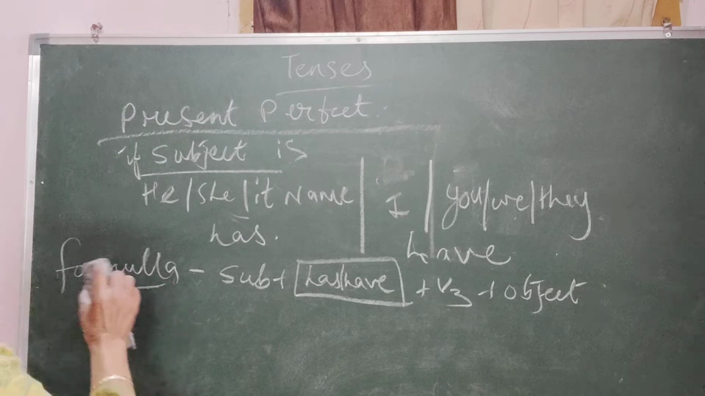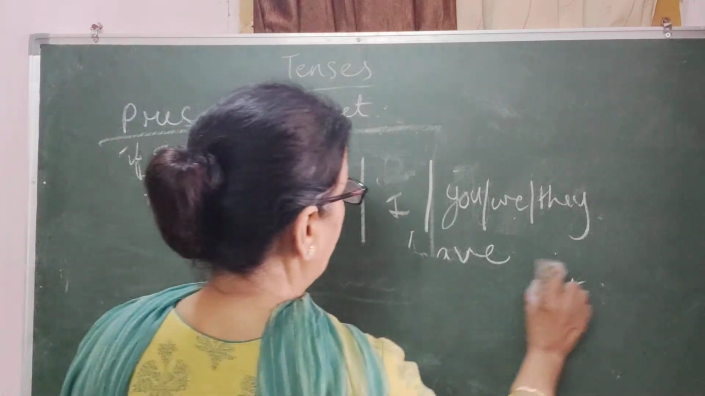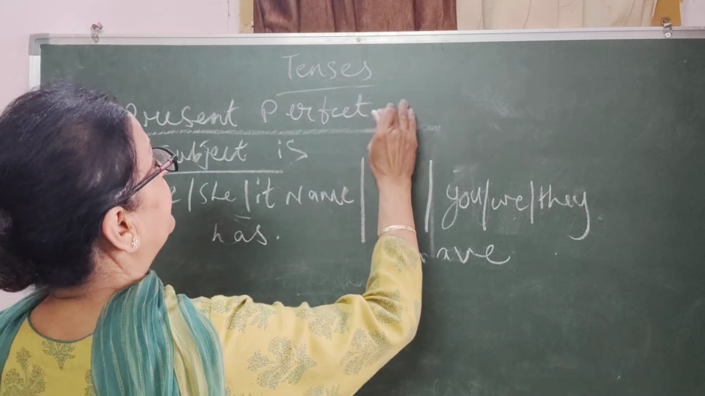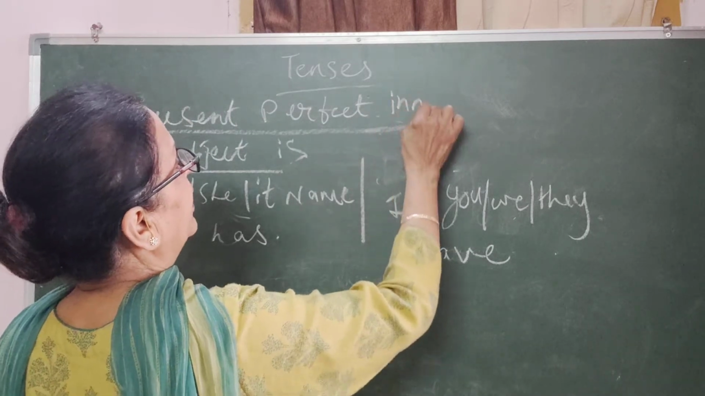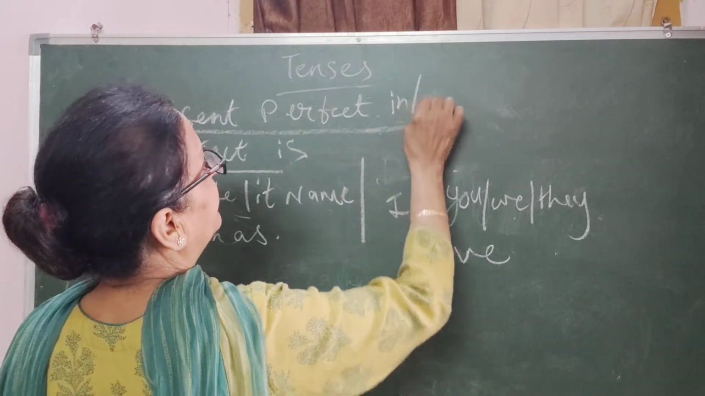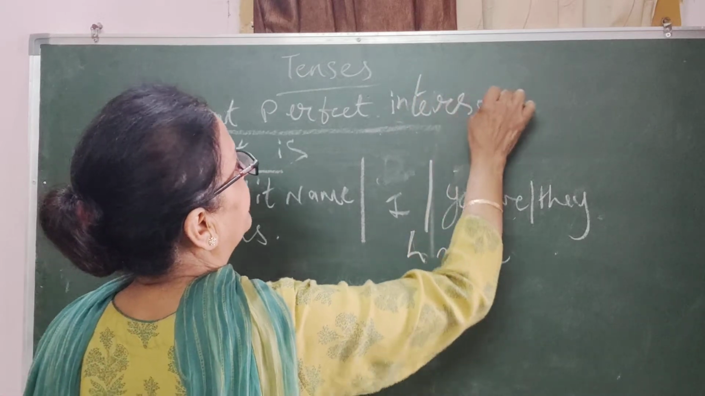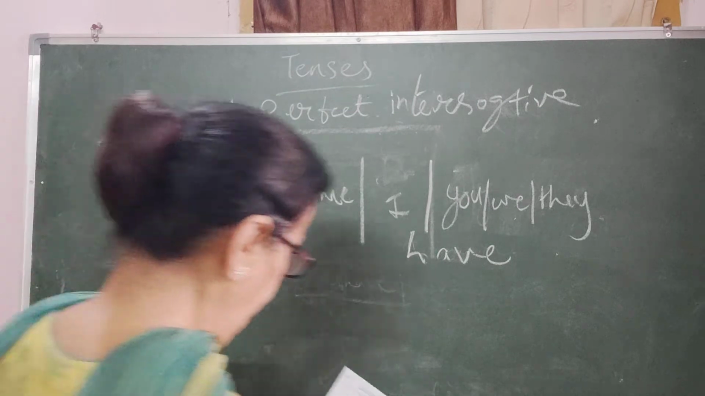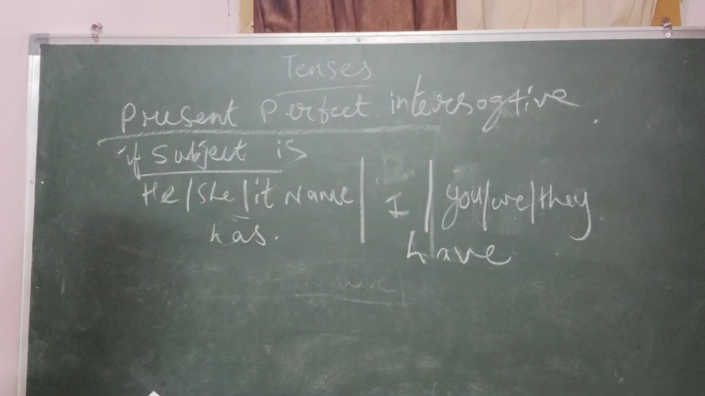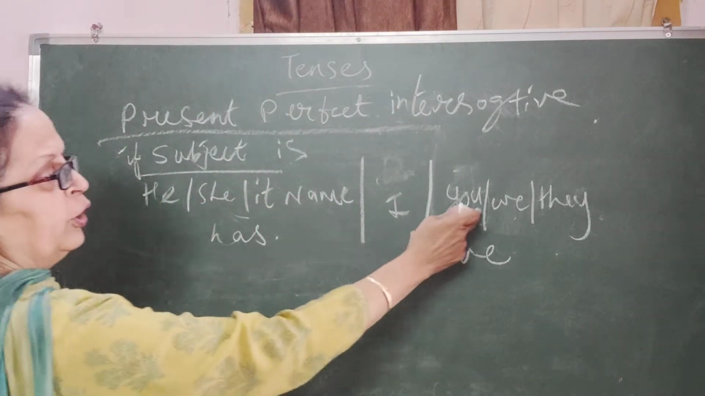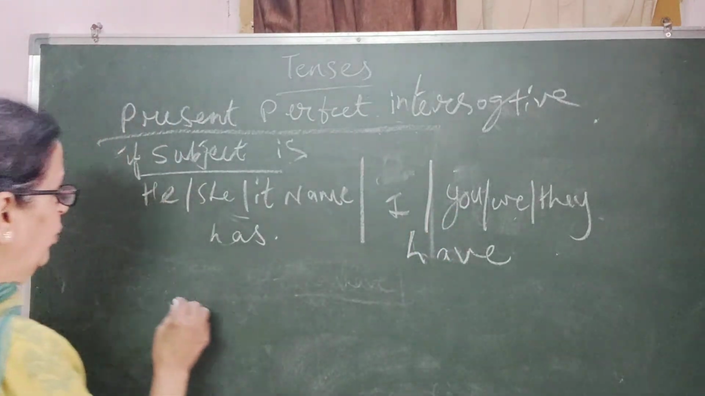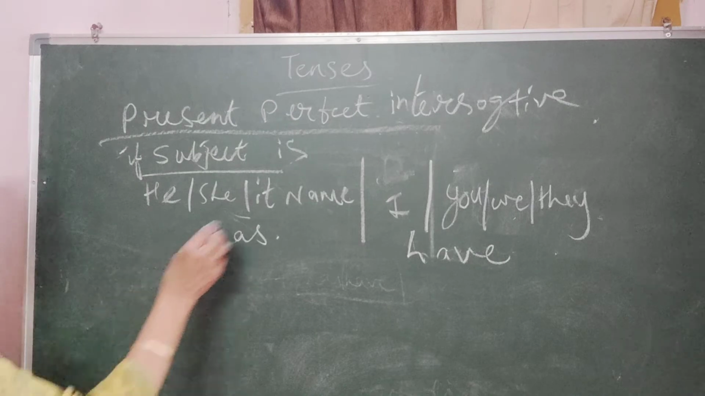Now we are going to do interrogative. I am not going to rub the subject. Present perfect. Interrogative, negative. In interrogative, the verb used again is the same. So if I want to use you, तुमने काम कर लिया. You have done your work.